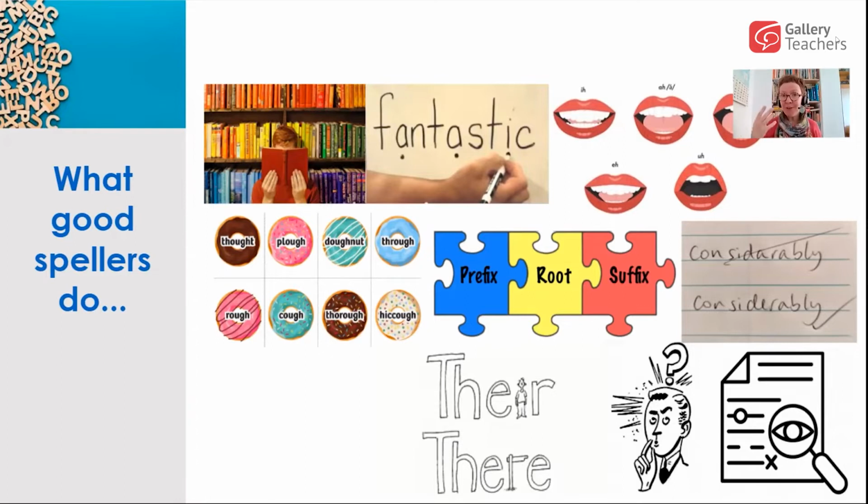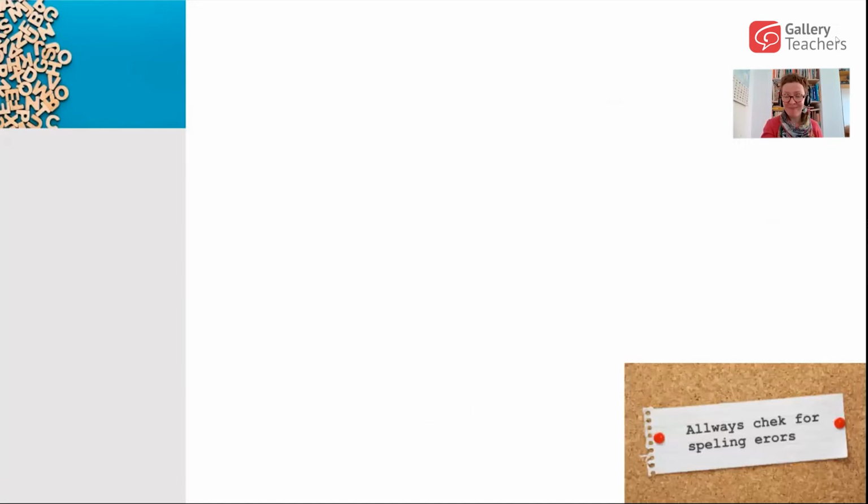And that's why we'll have a look at the value of error correction when it comes to helping students improve their spelling. There's a lot of error correction that's really about the students noticing where they went wrong to then be able to identify how they can improve their own spelling.